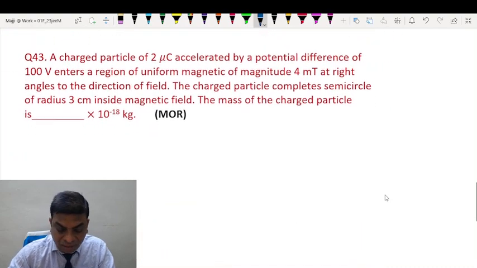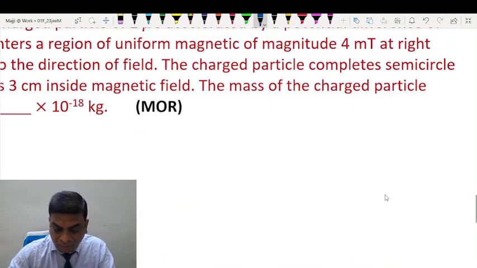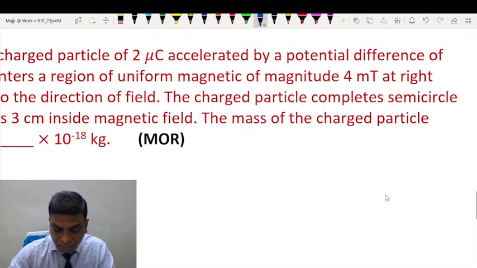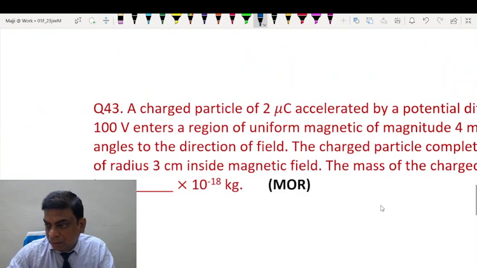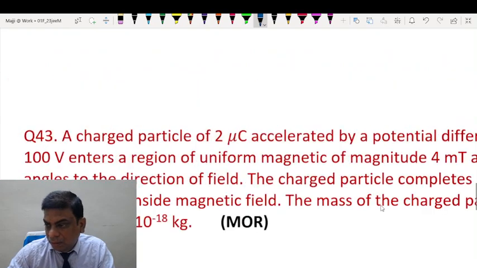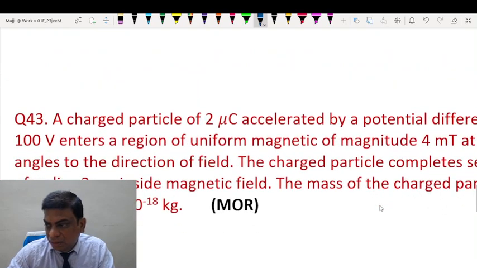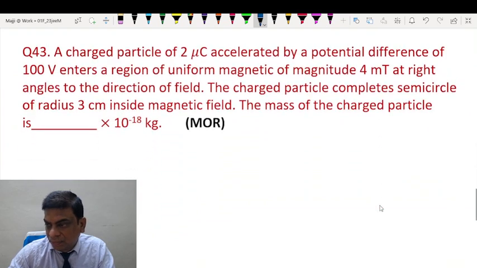A charged particle of 2 microcoulomb. I'll just adjust the size, students. Slightly it is enlarged. Yeah, now it is.